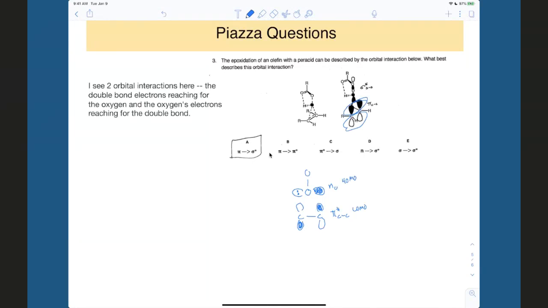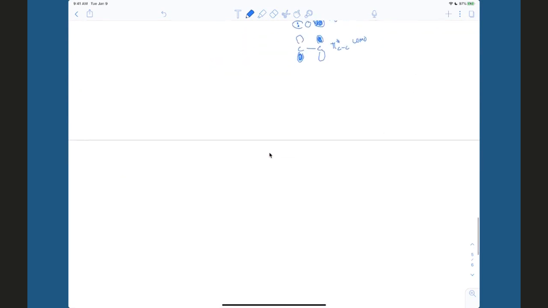So that's a filled pi orbital, and you can see the linear alignment of the orbital density going through the two oxygens, and we have 1, 2, 3 nodes that are indicative of the sigma star. All right, I'll go pull up the next question.